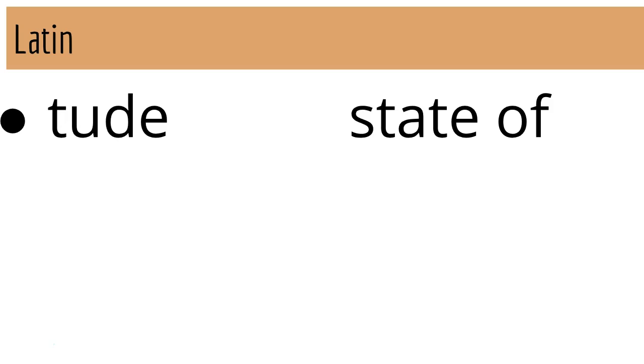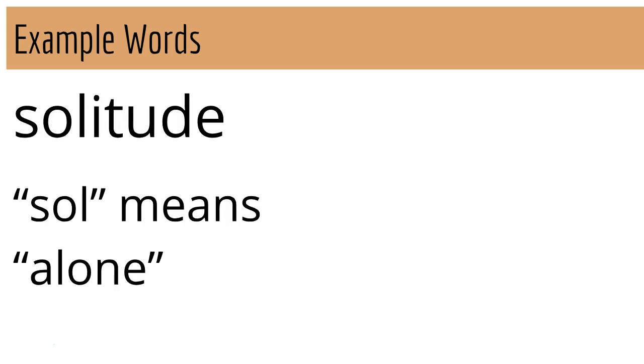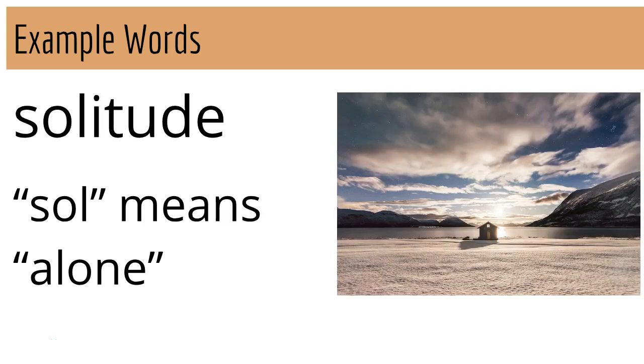Our next stem is tude. Tude means state of. This is where we get words like multitude, solitude, and aptitude. We're going to look at the word solitude. Sol means alone. So this would be the state of alone. Solitude literally translates to the state of being by yourself. It's not necessarily a bad thing. Everybody needs to be by themselves sometimes, but when you see that word from now on, you're going to know solitude means the state of being alone.